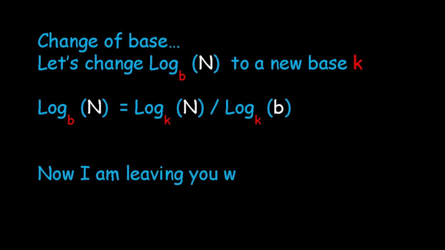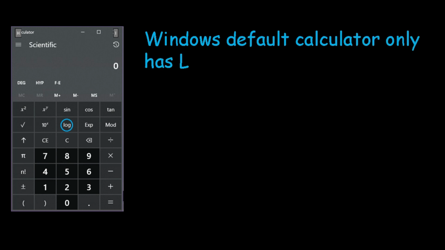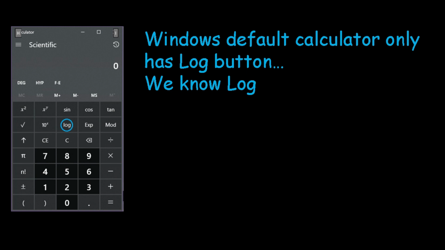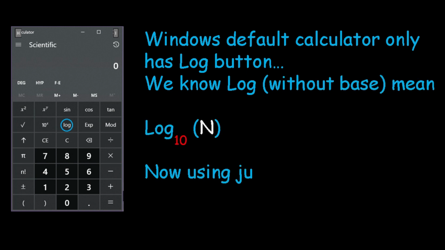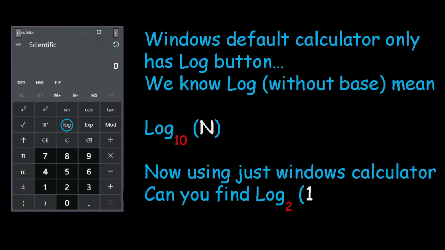Now I'm leaving you with a question. The Windows default calculator has a log button. We know that when we specify just log without specifying a base, it means log to the base 10. Now using just the Windows calculator, which is log to the base 10, can you calculate log of 10 to the base 2?